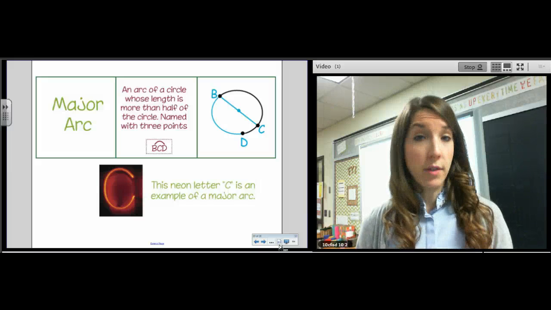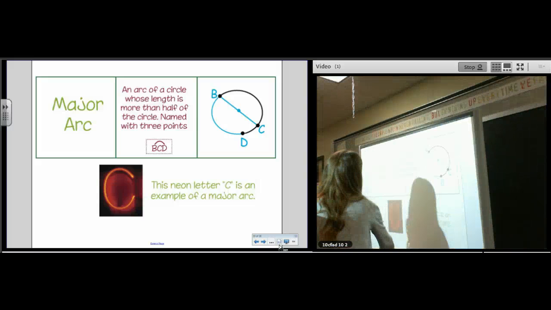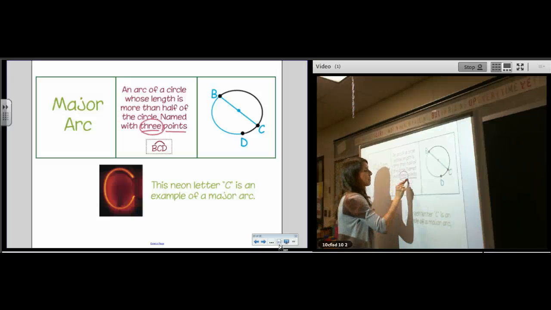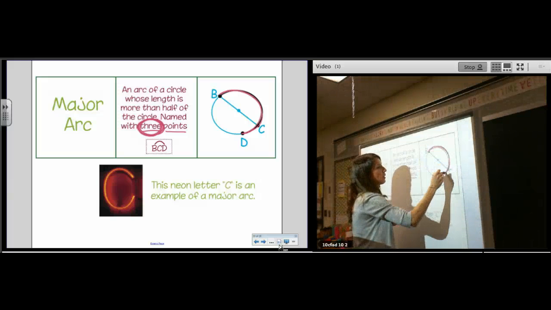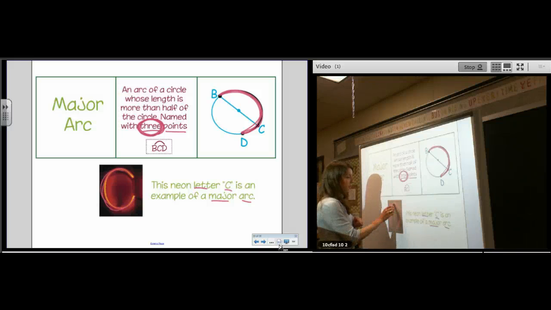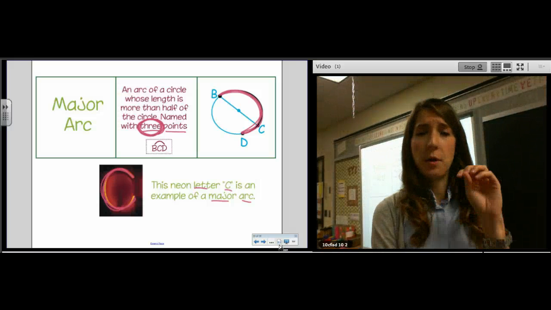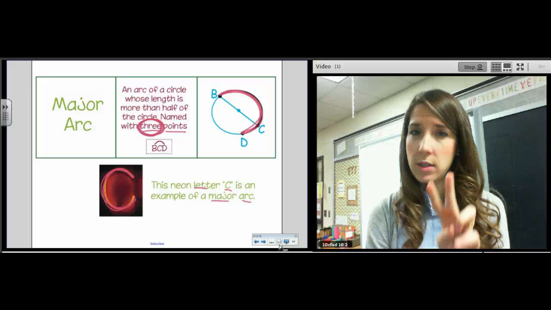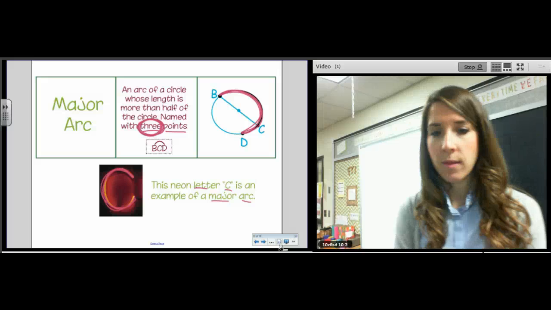An arc is a portion of a circle, and there are different types of arcs, so I hope that makes sense. A major arc, you have to use 3 letters to name it so that you know which way to go. So BCD is a major arc, because it's more than half of the circle. So really important: with a minor arc, we use 2 letters most of the time. With a major arc, you have to use 3 letters. No option. Have to use 3 letters.